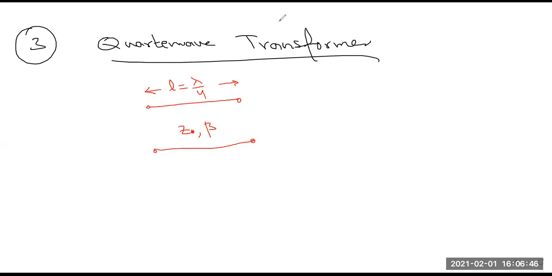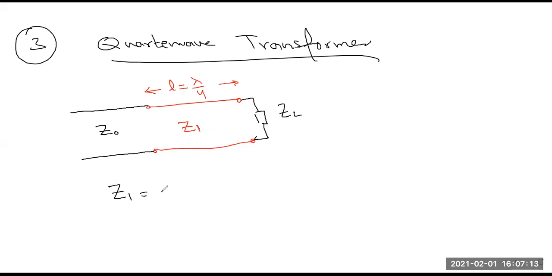Let me correct this one. If you remember, we represented the characteristic impedance of the quarter wave transformer by Z1. If the input transmission line that we want to match has a characteristic impedance of Z0, and the load that we want to match is, let's say, ZL, we have already proved that in order to provide matching, Z1 must be equal to the square root of Z0 ZL.